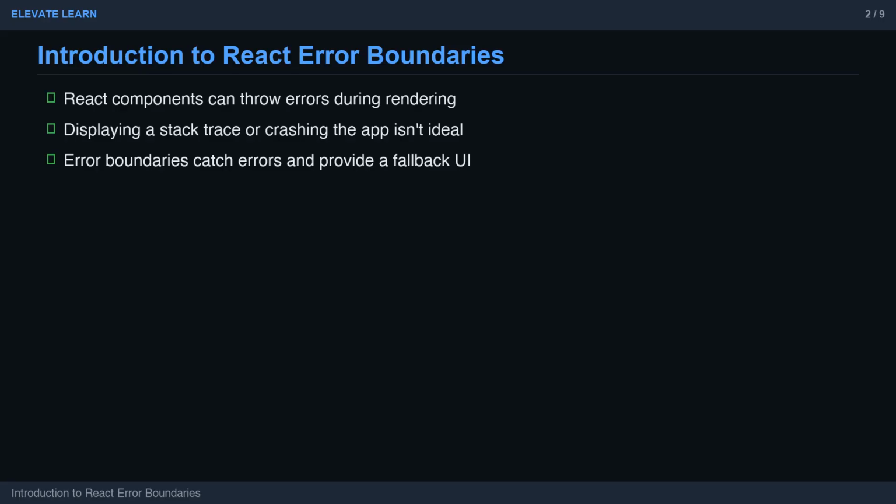In React, components can sometimes throw errors during rendering. When that happens, you might see an error message or even a full app crash, which isn't ideal for user experience. That's where error boundaries come in. They catch these errors and allow you to display a custom fallback UI instead of the default error message. This way, your application remains stable and can provide a better user experience by showing a friendly message or a loading state while the issue is resolved.